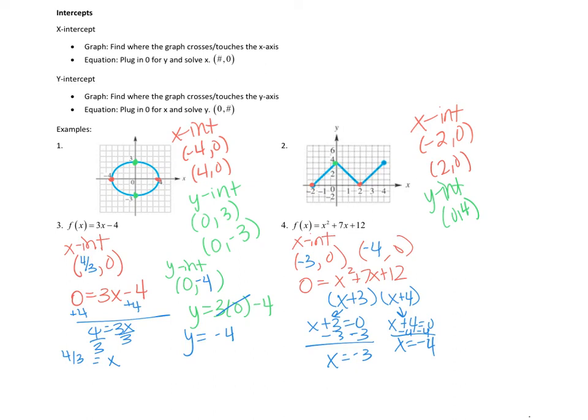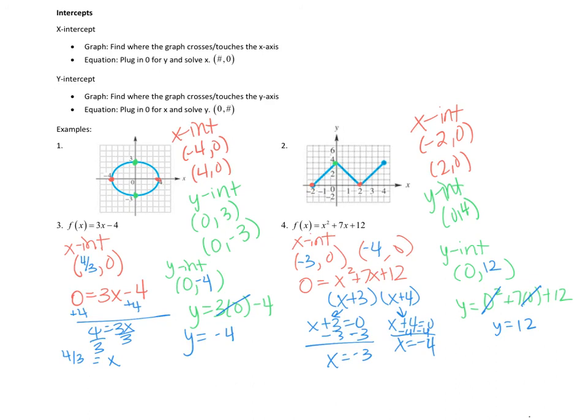So let's find our y-intercept. For our y-intercept we're going to evaluate again, plugging in 0 for x. Doing that, we have y equals 0 squared plus 7 times 0 plus 12. I'm going to simplify that. 0 squared is 0, 7 times 0 is 0, so y is going to equal 12. So I have one ordered pair, (0, 12), for our y-intercept.